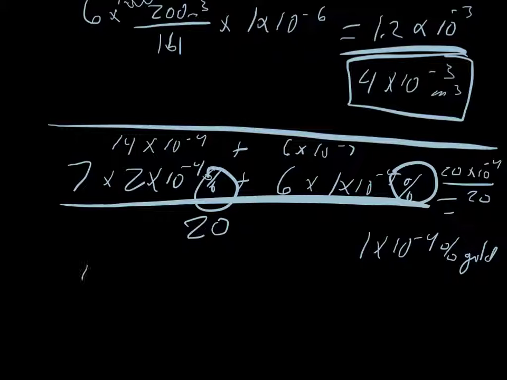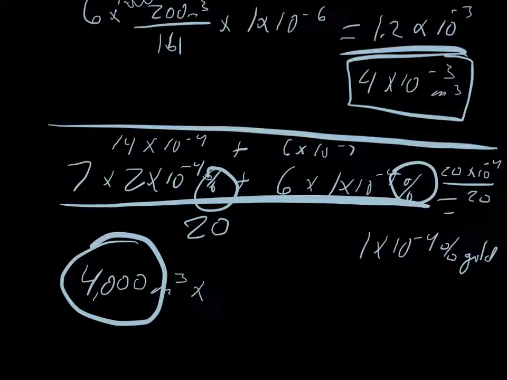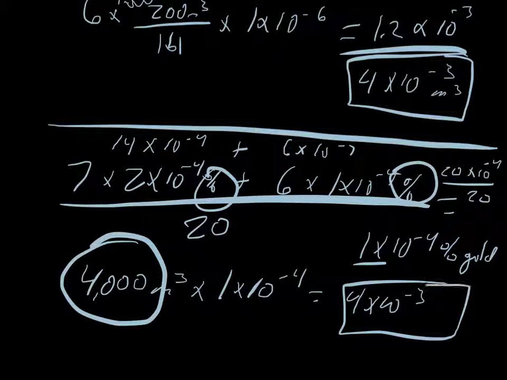Well, there was 4,000, if you add them all up, cubic meters, times that percent. So this is like the total of everything times that percent. You're kind of doing a weighted average here. So times the concentration of that gold, which was this number right here, 1 times 10 to the negative 4, and you end up with your answer at 4 times 10 to the negative 3. And that's meters cubed. And see how these two numbers are equal to each other. They're the same thing.